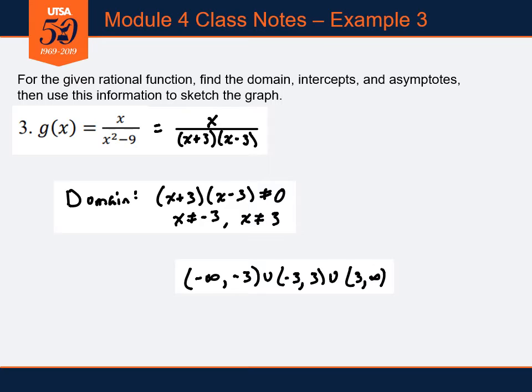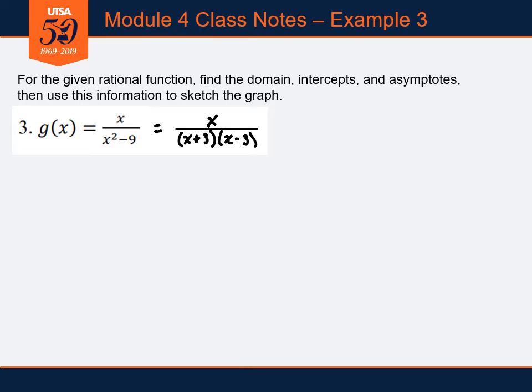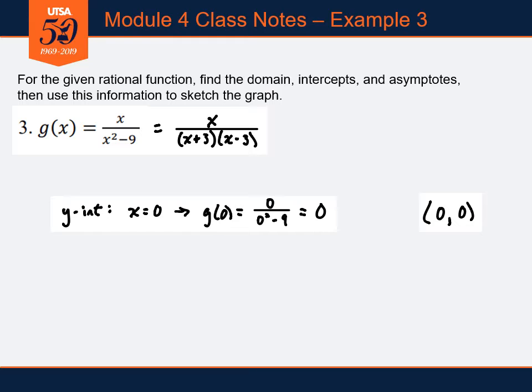Moving on to intercepts, we find the x and y intercept, starting with the y intercept as we've done now in several examples. No matter if we're looking at a rational function or any function, we find y intercepts by plugging in 0 for x. Plugging in 0 for x, we get 0 over negative 9, which is simply 0. And so 0, 0 is my y-intercept.